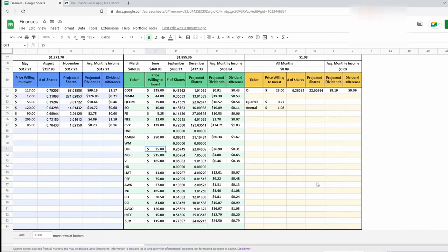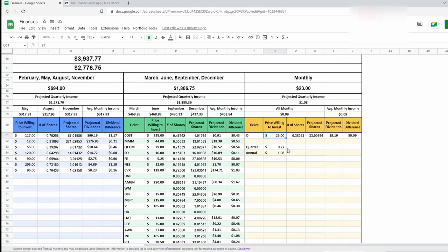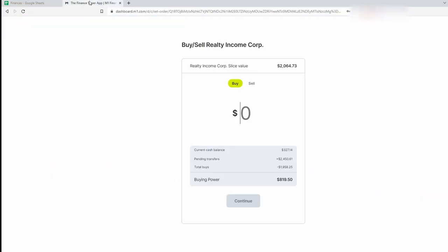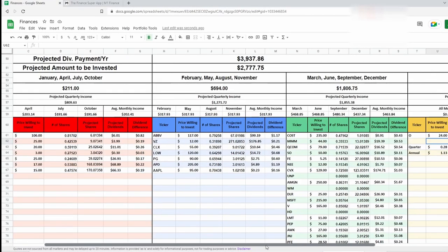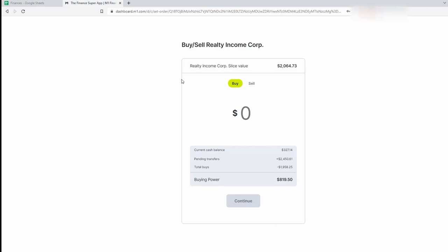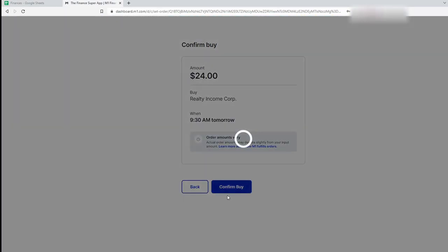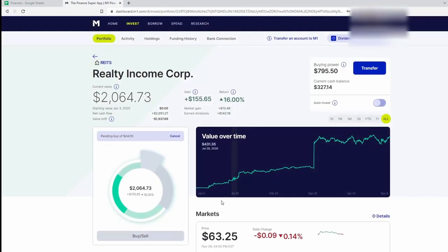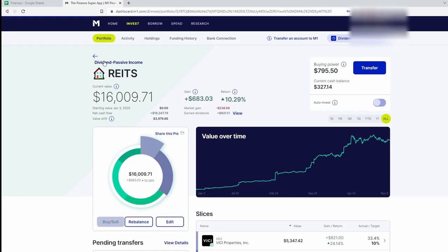For Realty Income, come over here. I need to put in $24 because I do have that $1 extra from SWBI. So let's put in $24 for Realty Income. Okay, $24. Very, very nice. Just so that way, if tomorrow things end up coming in high, I don't have to put more money into it at 3 p.m.